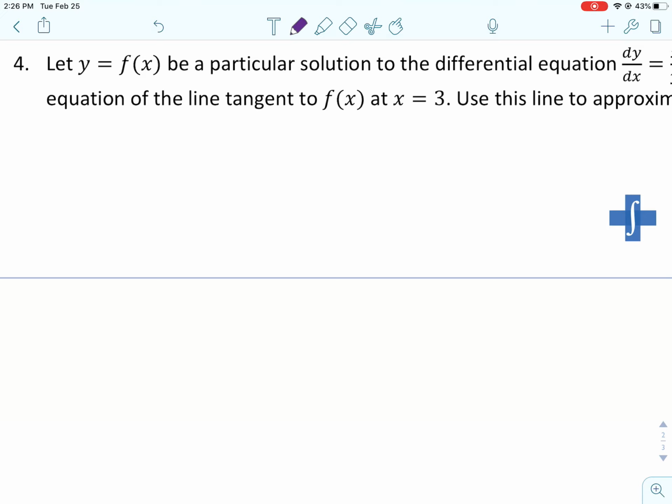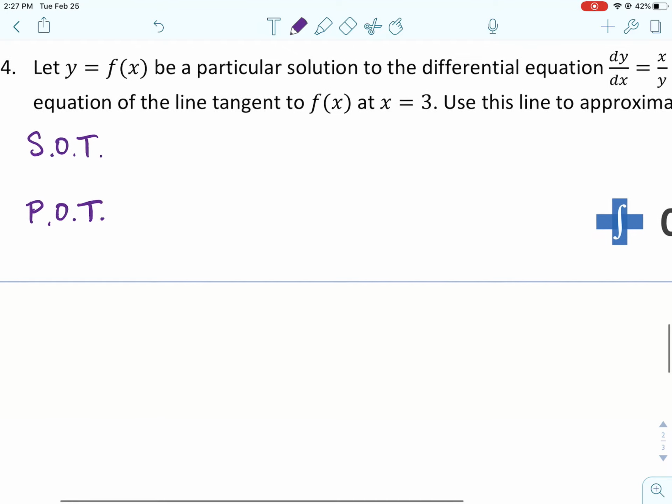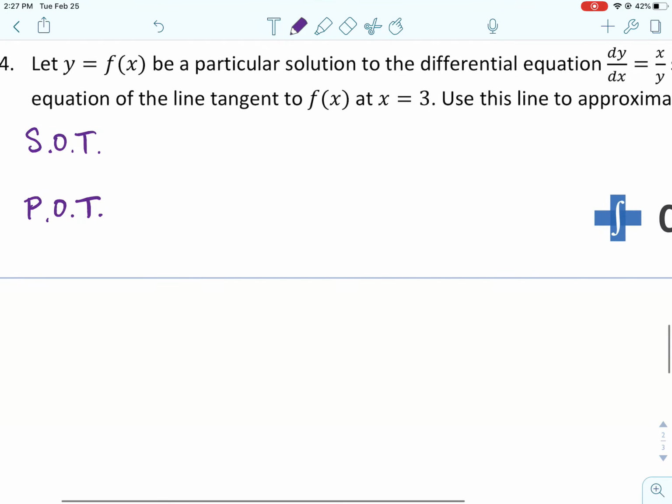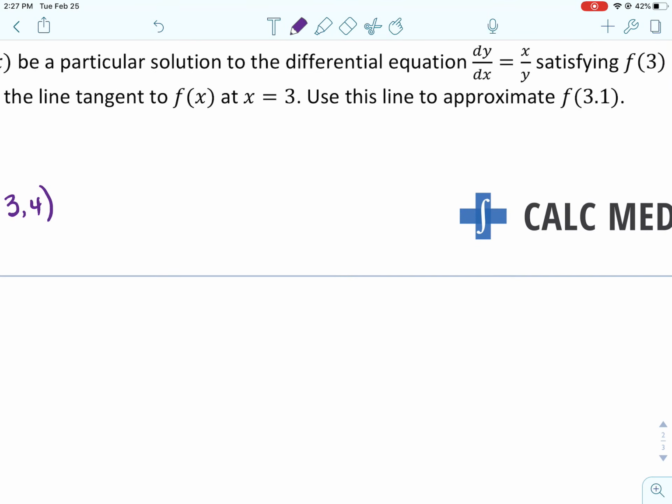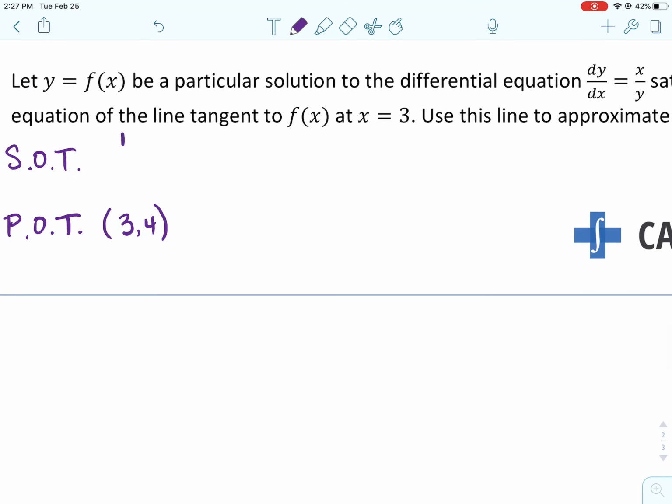What two things do you need to write a tangent line? The slope of the tangent line and the point of tangency. Do we have one of those already? Yes. What do we have? The point. And it's 3, 4, right? All right, do we have what we need to find the slope? The differential equation gives you the slope.